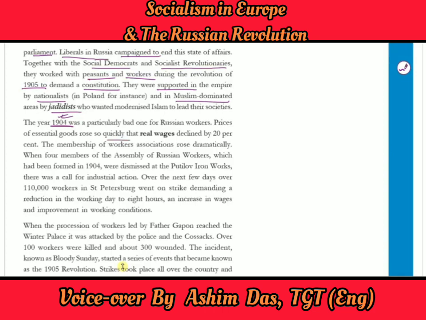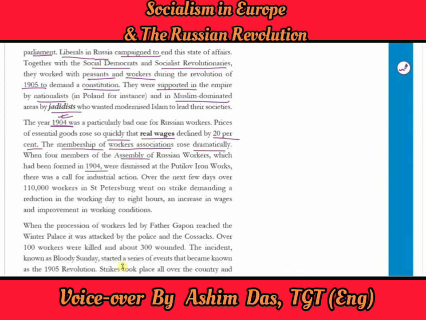Why? Because the prices of essential goods rose so quickly that real wages, whatever wage or salary they got, declined by 20%. It was a very big loss for the workers. The membership of the workers' associations rose dramatically. As a result, more and more workers started to join the associations, and more associations also came up.